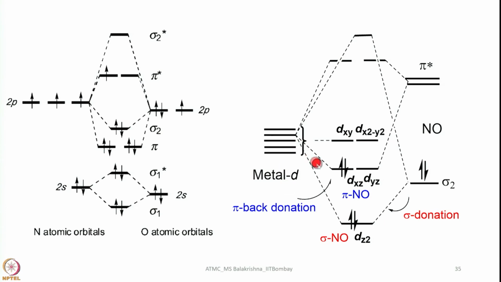Those electrons can be shared with pi star of this one. So, pi star and metal d orbital having pi symmetry would overlap again to generate pi bonding and pi anti-bonding orbitals, in which these electrons are placed. This represents back donation from metal to NO, and this represents NO to metal sigma bonding. This is a typical MO diagram for a metal nitrosyl complex.